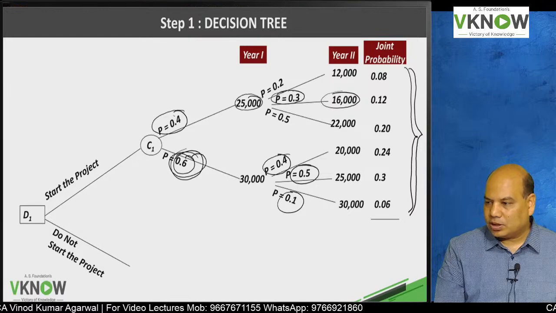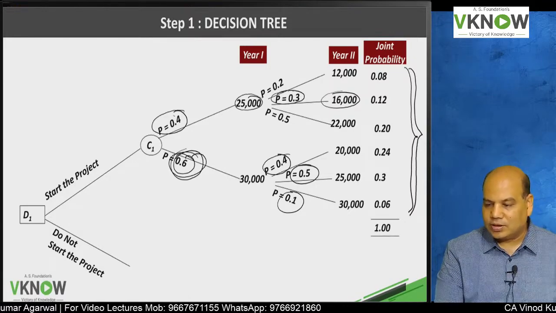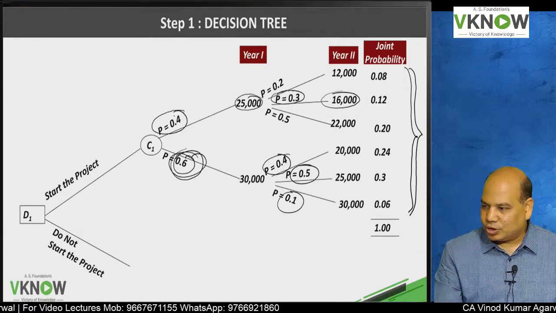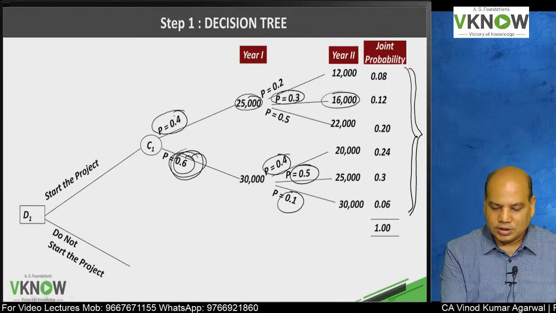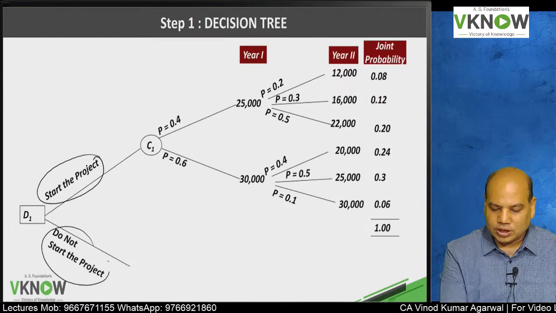Total of all probabilities will be equal to 1. Is it 1? Anybody who can certify? Is the answer of joint probability 1? Yes. Now understand, we have to make a decision between start and do not start the project.